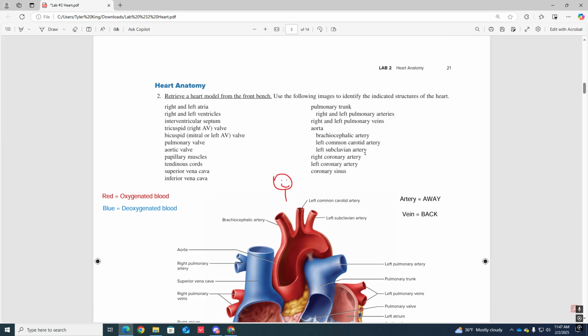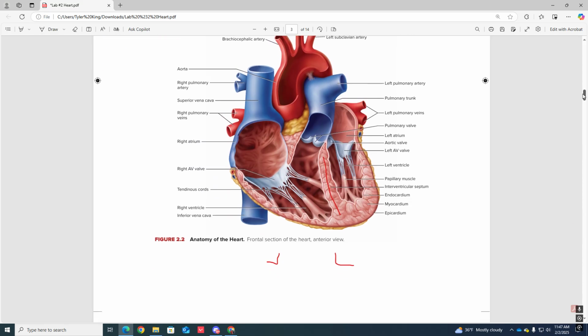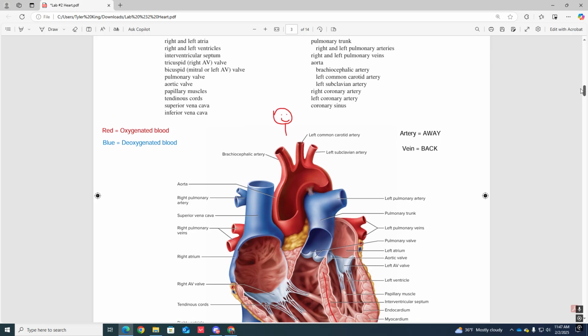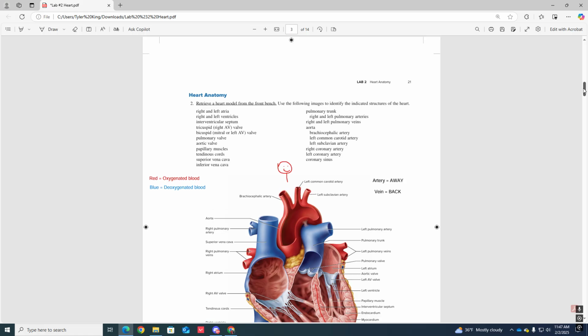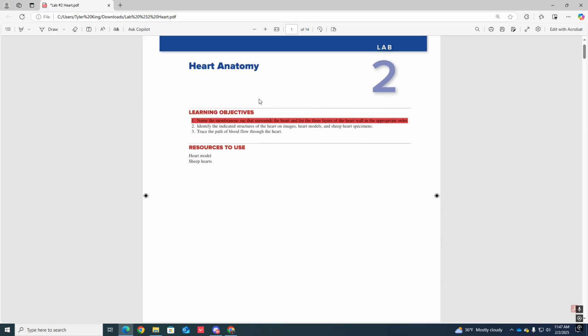So, that's it here. We covered everything. Obviously, we did the models in class, but if we were to do the pictures, this would be them. So we did the pictures. We did all that. I think that we are pretty much good to go here. So I'm going to just do this here, images, heart models. In the next video, I'm going to do the sheep heart specimen, and then we'll also do the trace the path of blood flow through the heart in the next video.